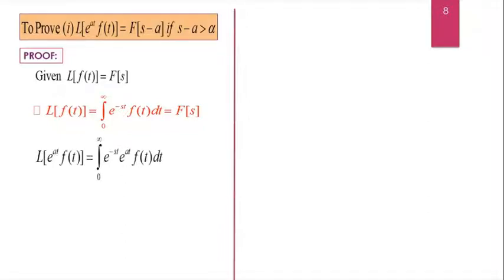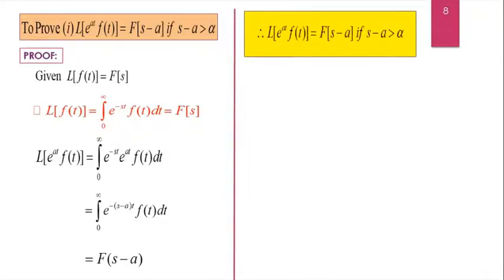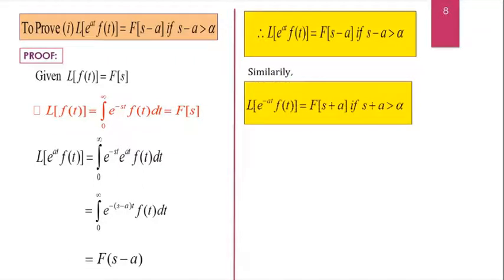So now in place of f of t, I substitute e power at f of t. So Laplace of e power at f of t is equal to integral 0 to infinity e power minus st e power at f of t dt. When simplified, I get integral 0 to infinity e power minus of s minus a into t f of t dt, which could be written as capital F of s minus a. Hence we get the proof for Laplace of e power at f of t to be equal to F of s minus a if s minus a is greater than alpha. Similarly, we can prove for Laplace of e power minus at f of t is equal to F of s plus a if s plus a is greater than alpha.